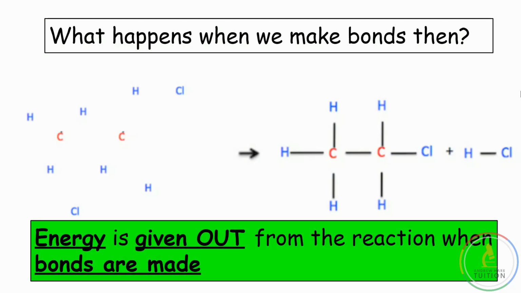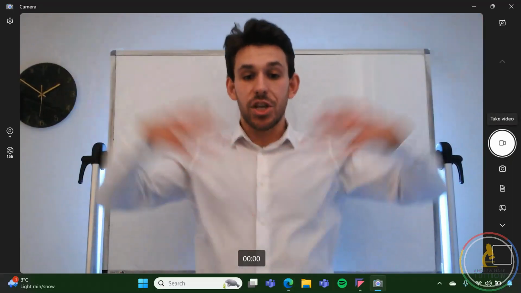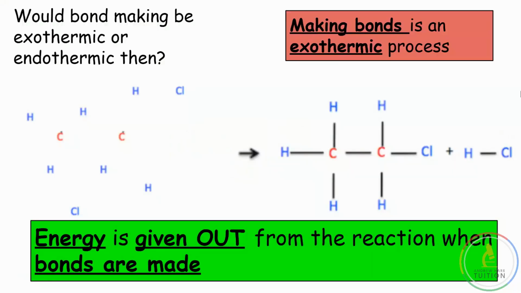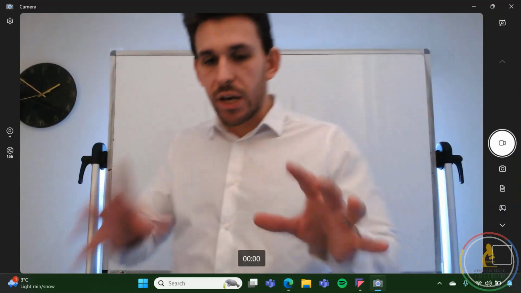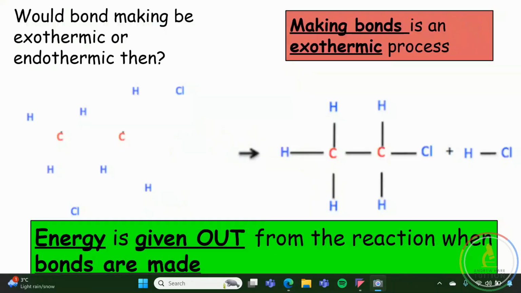And I could ask the same follow-up question. Does that mean it would be exo or endothermic? Hopefully we realize if it gives energy out it should make us think of exothermic. So bond making is an exothermic process. And we're nearly there. We've nearly got all the little bits and bobs we need to put all of this together. But first, let's get some notes down about this, okay?